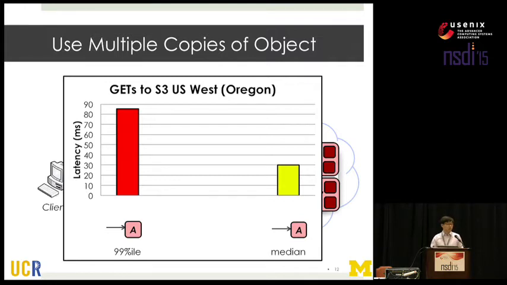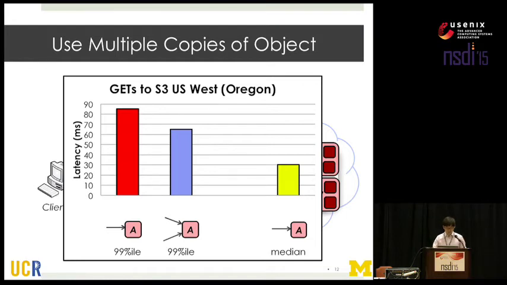So if we issue 2 requests to the same copy of an object, the blue bar is what the 99th percentile latency looks like. As we can see, using multiple requests to the same copy of an object does help reduce tail latency. But there's still a big gap between the 99th percentile latency and the median latency. Instead, if we issue 2 requests to different copies of an object, the green bar is what the 99th percentile latency looks like. As we can see, using multiple copies can greatly reduce tail latency, and it is also much closer to the single request median latency.